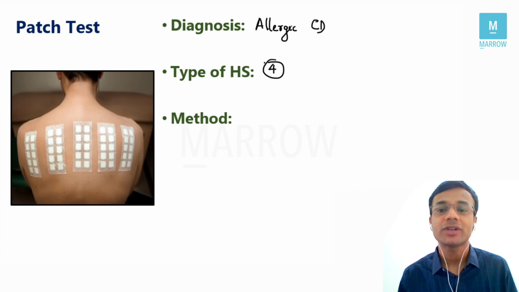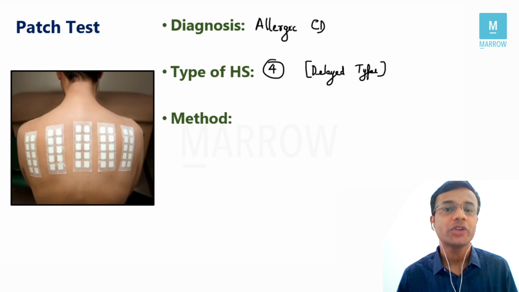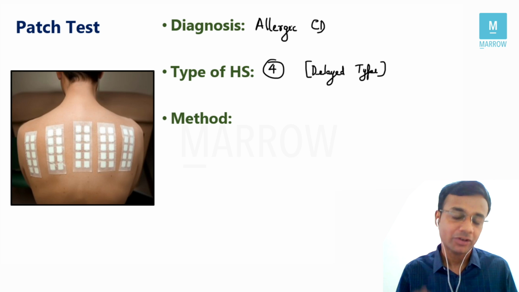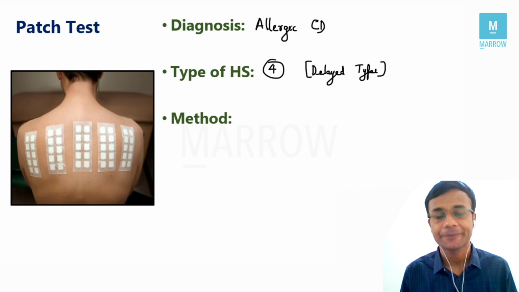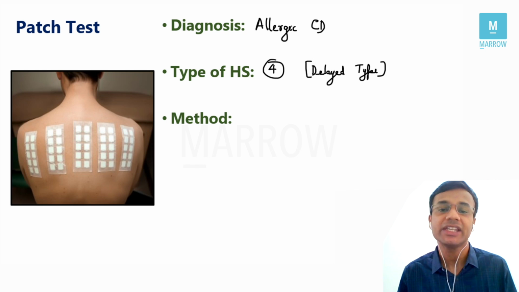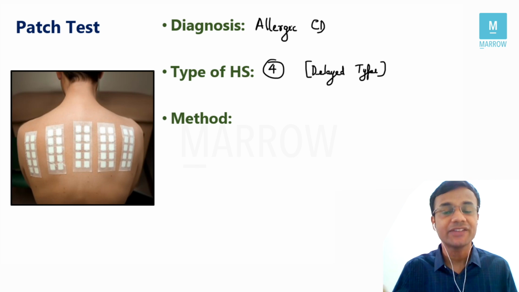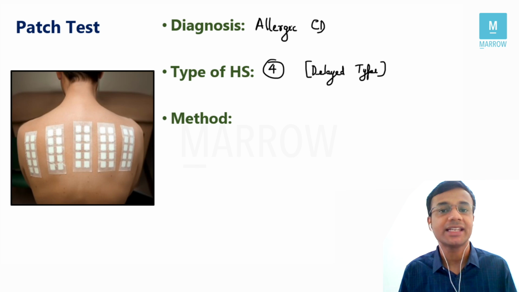So what is this type 4? It is also known as delayed type hypersensitivity reaction. So what we do in this particular patch test is allergens are applied onto the back of the patient. We inform the patient about the procedure and apply the allergens over the back, and we look for the development of a delayed type of hypersensitivity reaction by which we can identify to which substance the patient is allergic.